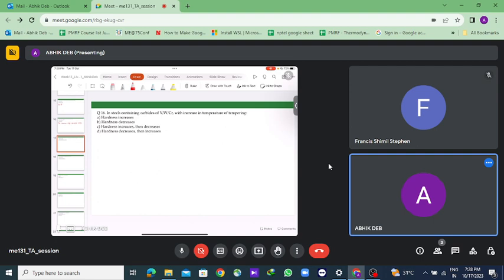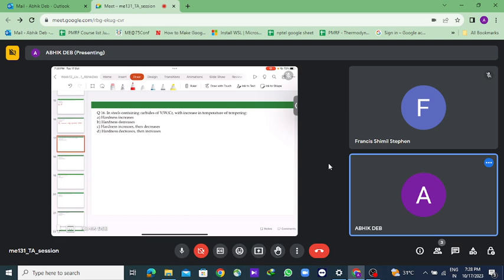Okay, and this is normal steels. Okay, this is tempering temperature, and this is hardness and toughness.